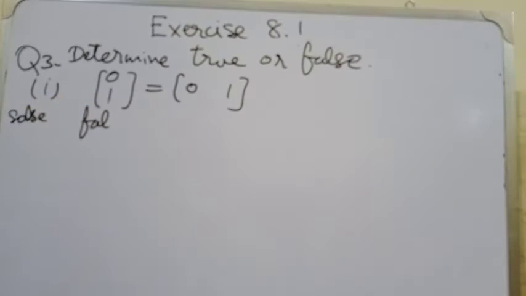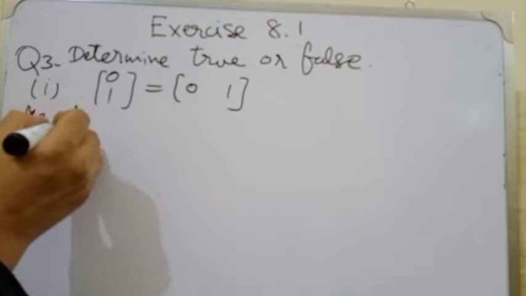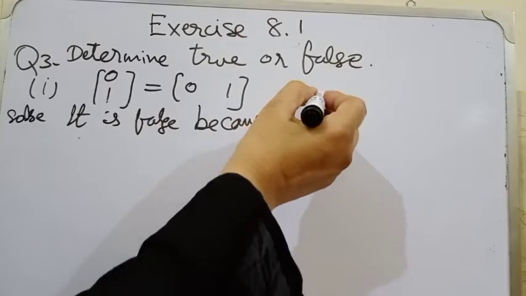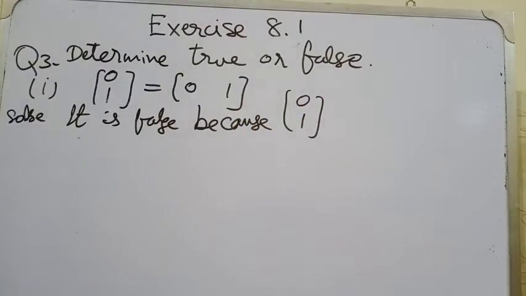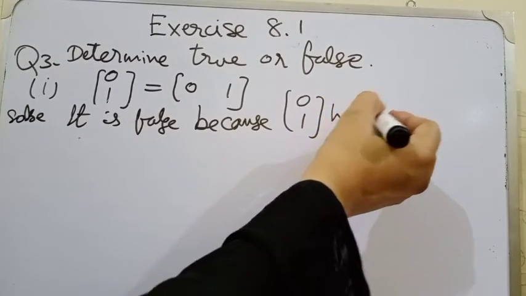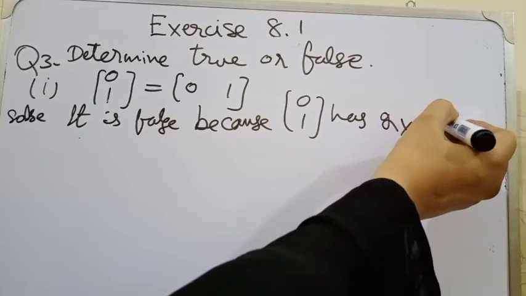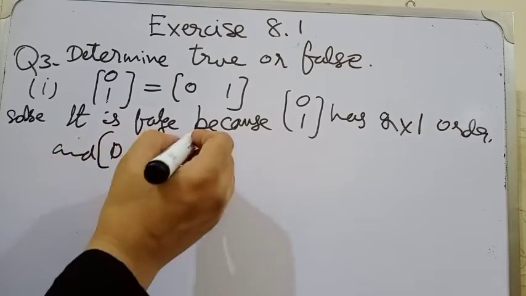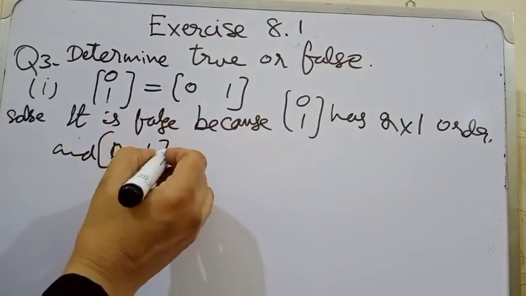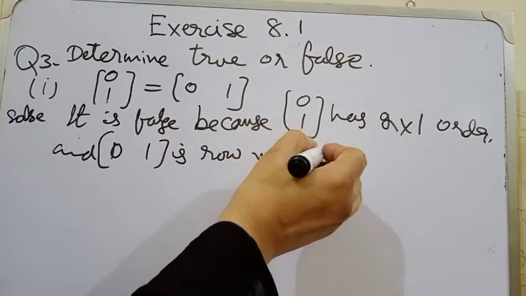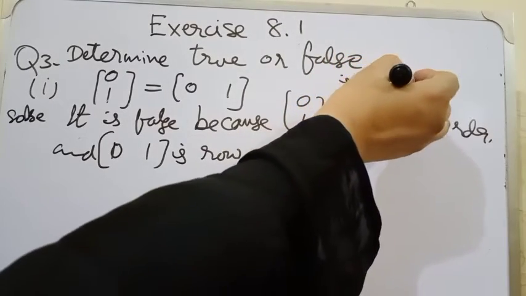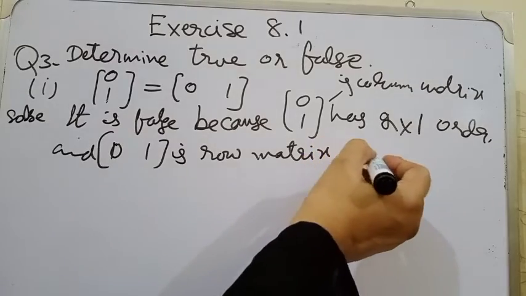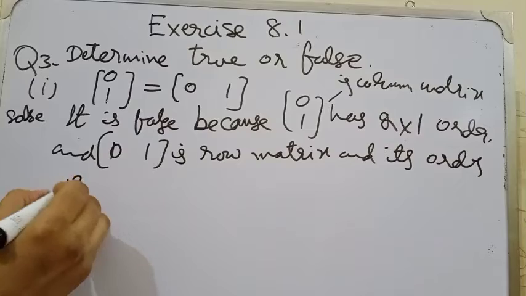It is false because 0 1 has 2 cross 1 order, and 0 1, this is a column matrix and this is a row matrix, and its order is 1 cross 2.